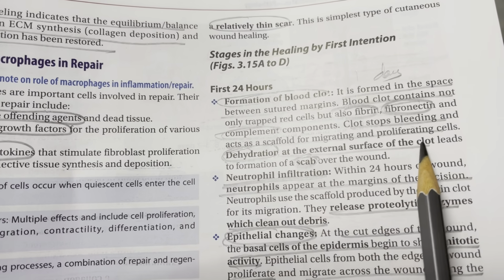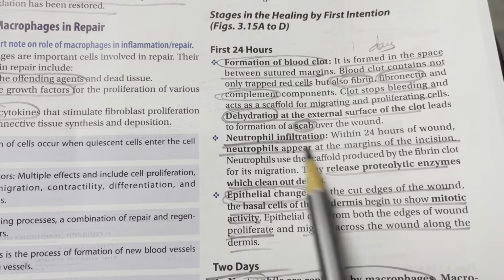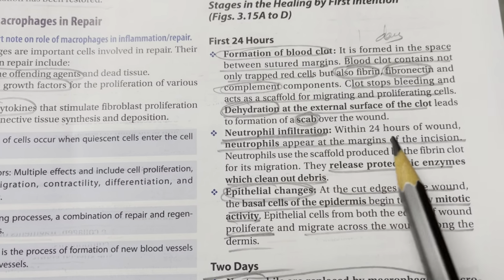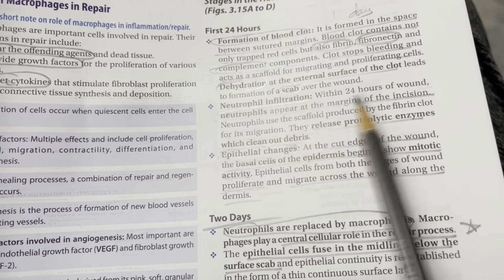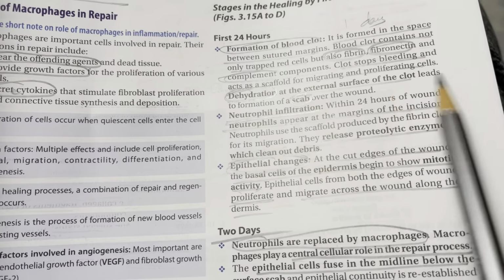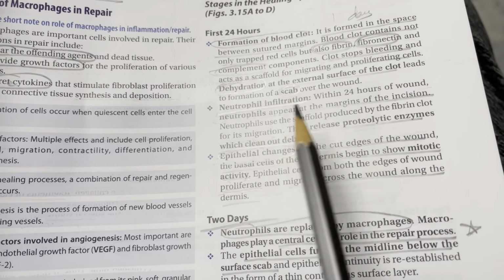It stops the bleeding and acts as a scaffold for migrating and proliferating cells. Dehydration at the external surface of the clot leads to formation of a scab over the wound. Next, within 24 hours of the wound, neutrophils appear at the margins of the incision and they release proteolytic enzymes to clear out the debris. Next, epithelial changes. Neutrophils came now at the cut edges of the wound.